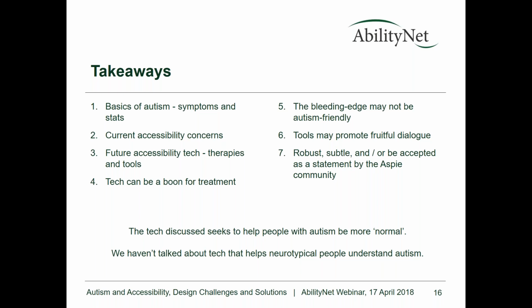And then it needs to be considering what's robust and what can be accepted by the, as you called it, ASPI community here. I'll get you to talk about that more in a second, because we need to be careful that we are considering the needs of people with lots of different experiences of what we're doing. And then you've made these two final points when we were discussing, sort of summing up, that the tech discussed needs to help people with autism be more normal. I'd quite like you to talk to that, and also the stuff about not mentioning stuff that helps neurotypical people understand autism. Could you just summarize quickly for us about those two points, and then we'll move on to some questions.